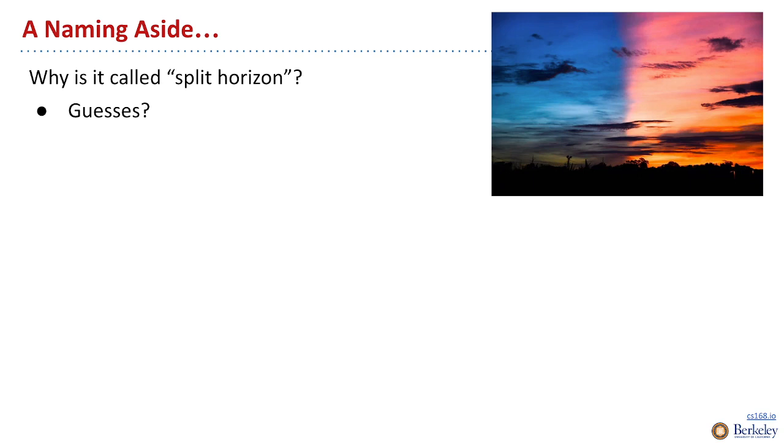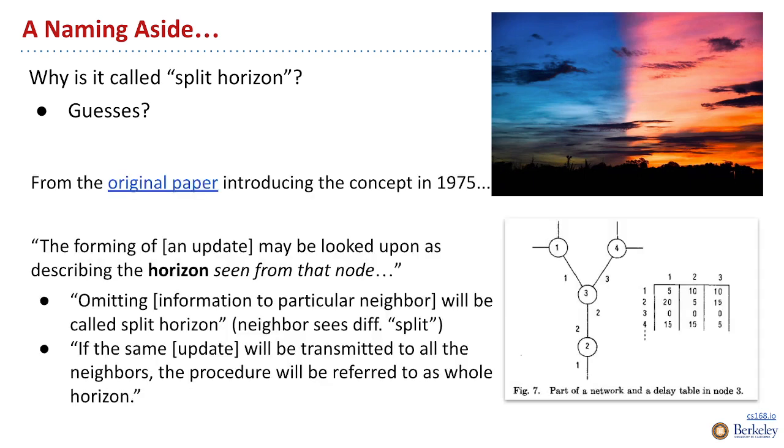Okay, I'll reveal it. I looked this up, and in the original paper, they describe the update of all the paths that you have as your horizon. I imagine you're a node in the graph, and you look outwards, and that's like your horizon, how you get to everywhere else. But specifically, it's split because you're omitting information to a particular neighbor. And so different neighbors are getting different views of your horizon.